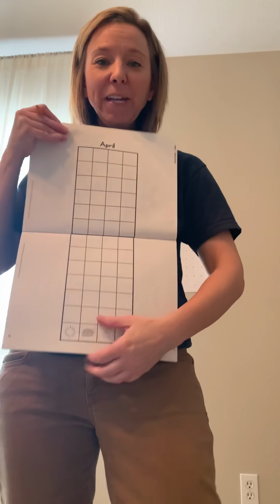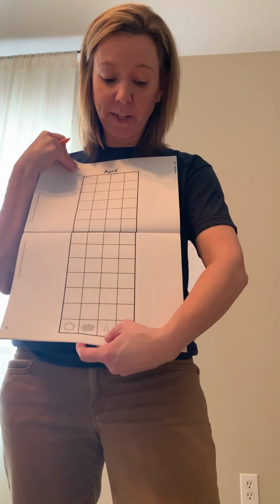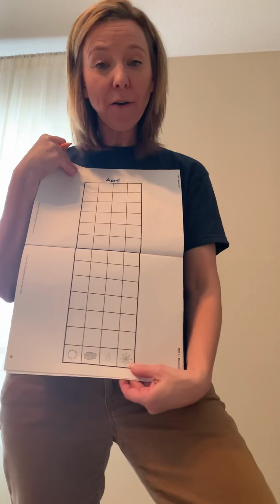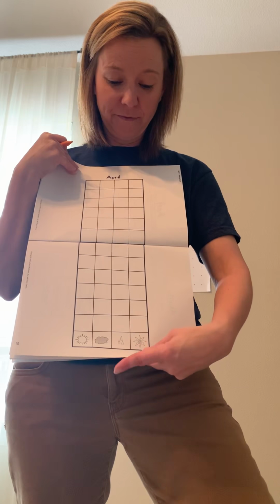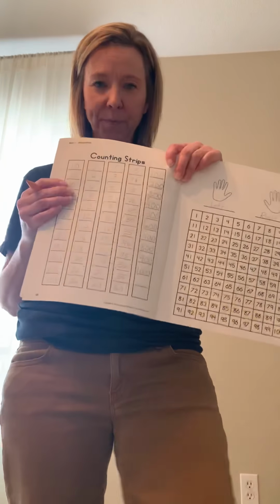All right, when you're done, go to the next page for your weather graph. And look outside the window. What is today? Is it sunny? Is it cloudy? Is it raining? Is it snowing? You go ahead and fill in the next square, okay?